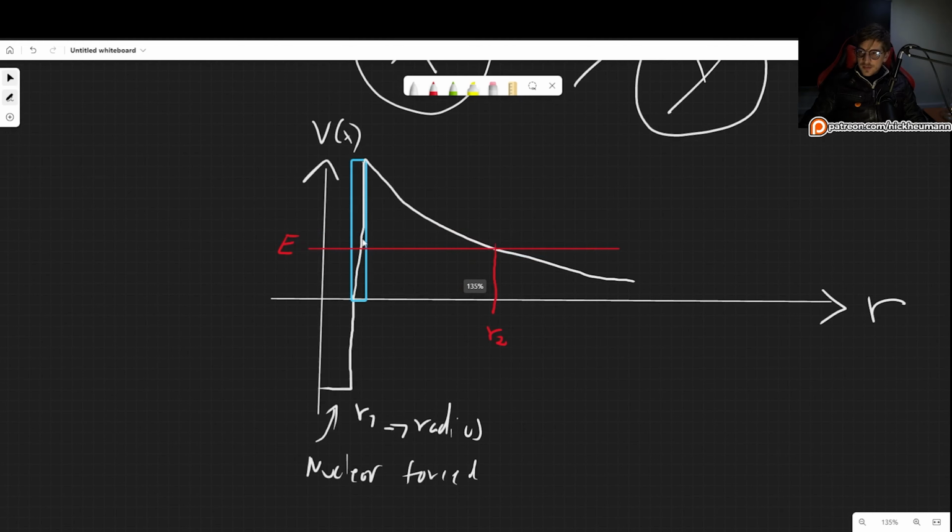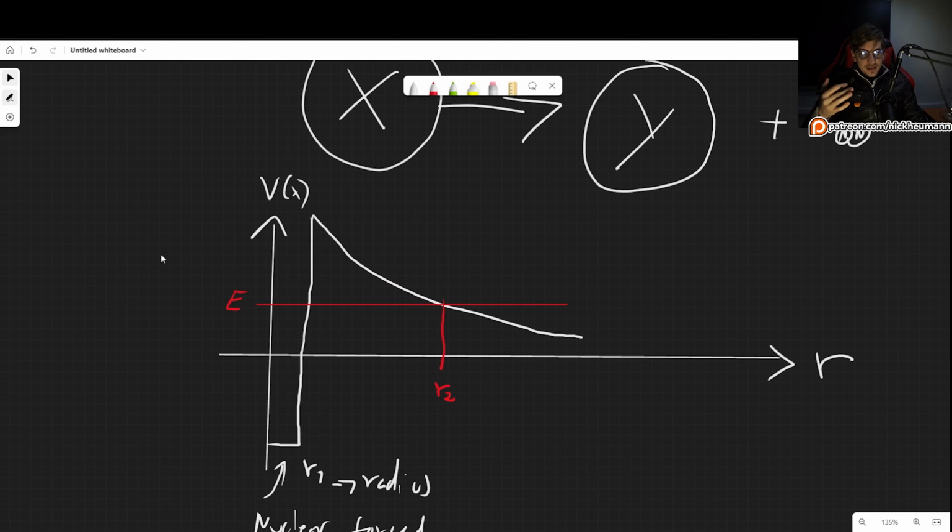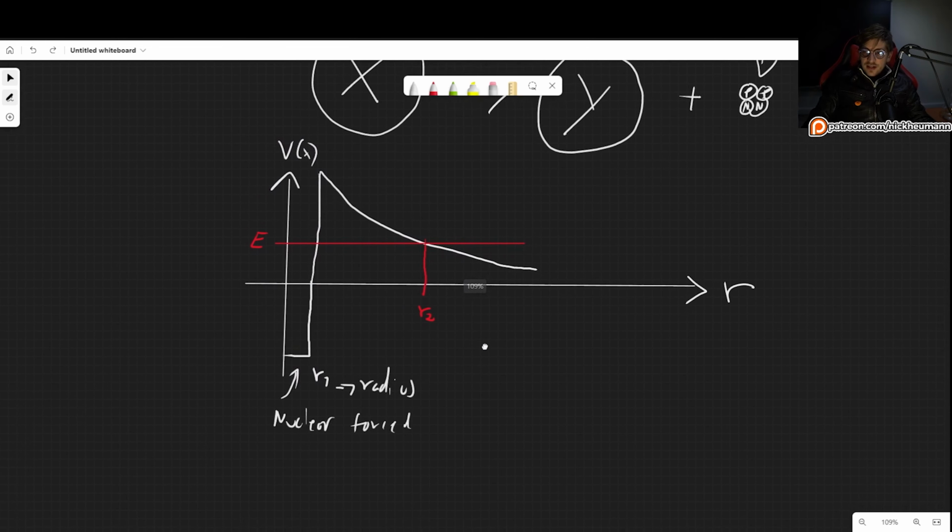Now notice that classically, the particle should not be allowed to leave the nucleus, right? That shouldn't be a thing. There should be no decay. However, experimentally, we know that there is a decay. And that is, of course, because of the phenomena of tunneling, right? This is a very good example of quantum tunneling. So that's just a little fun fact.